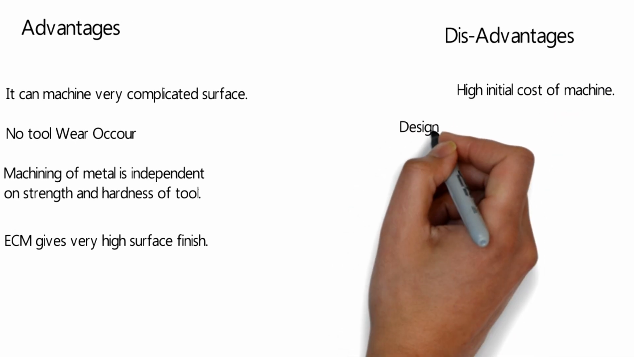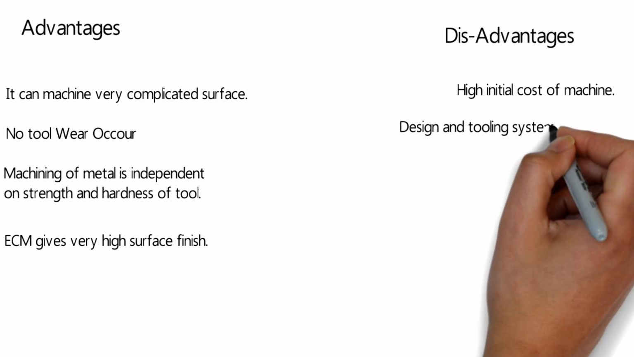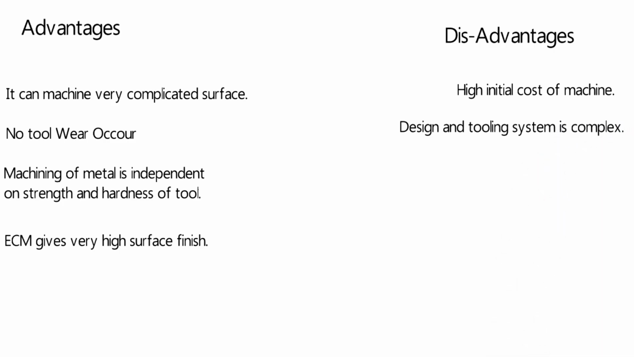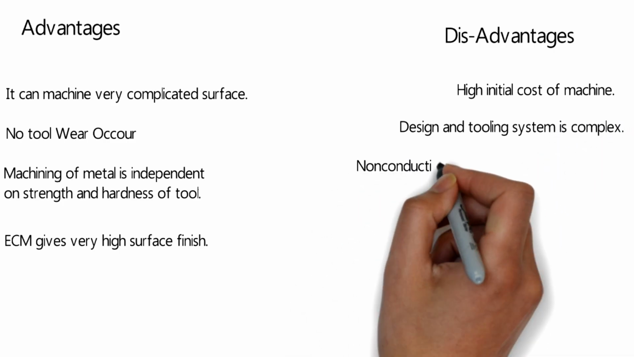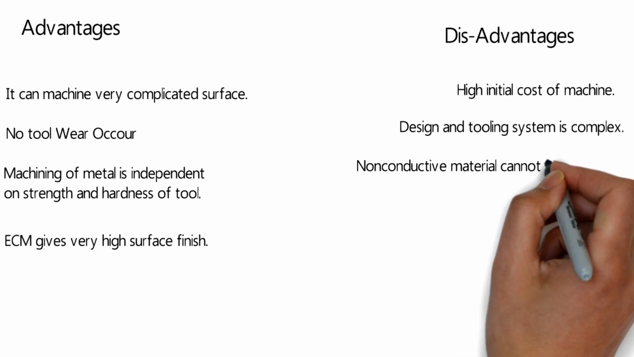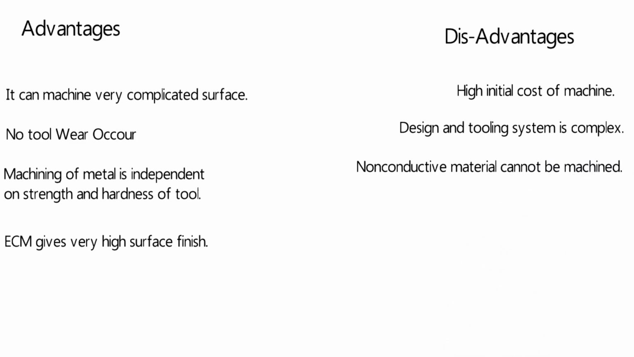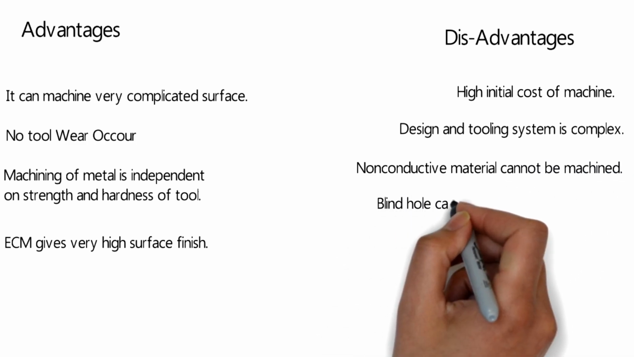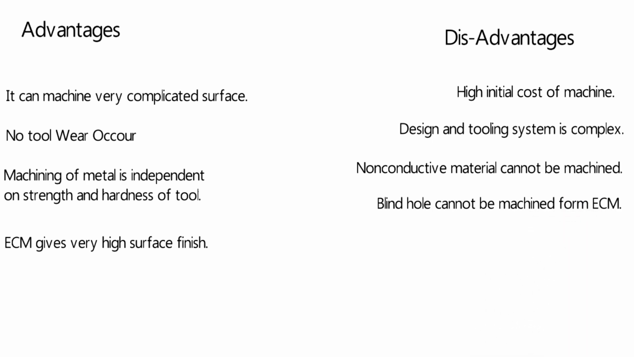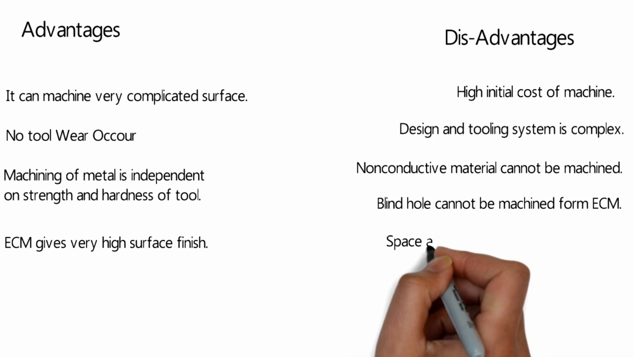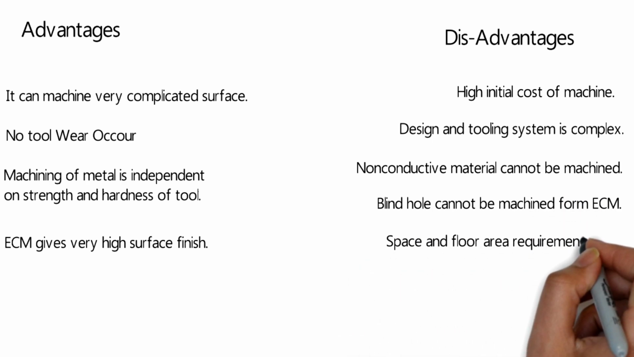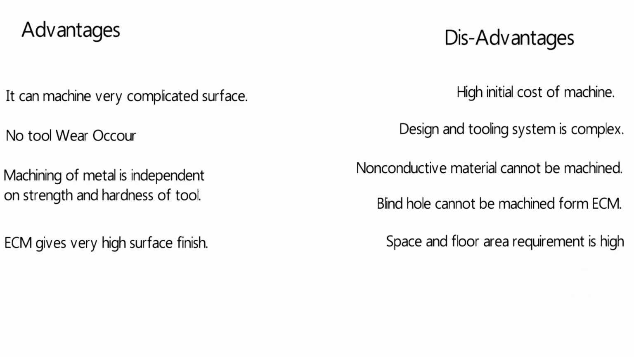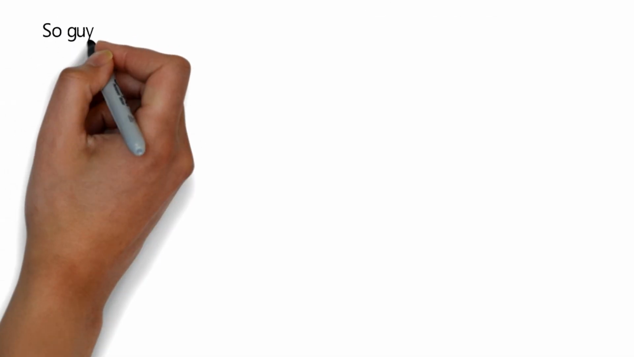In case of disadvantages, there is a high initial cost of the machine. The design and the tooling system is complicated, and it is very complex. Non-conductive material cannot be machined here. In this case, that is mainly a disadvantage. Blind holes cannot be machined by ECM. The space and floor area required is more in this case.